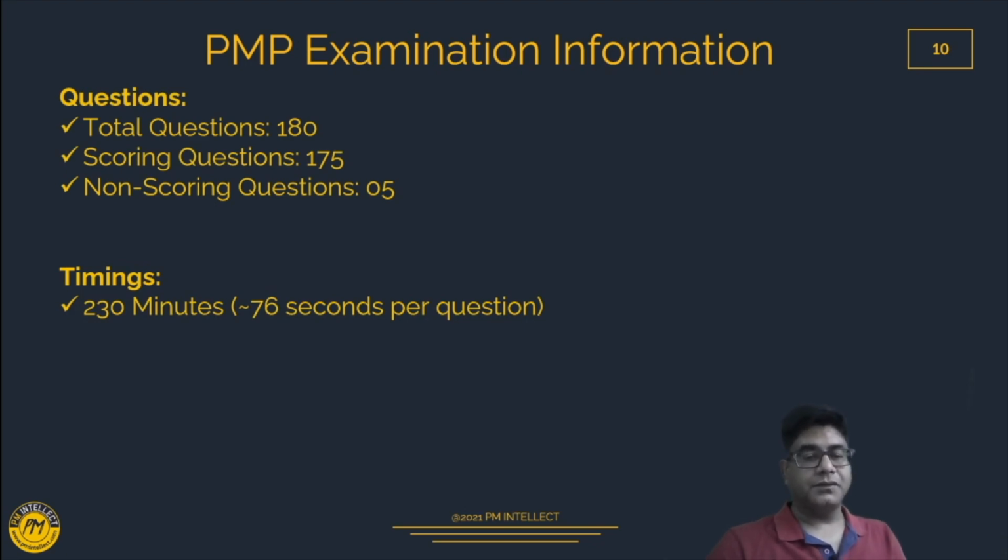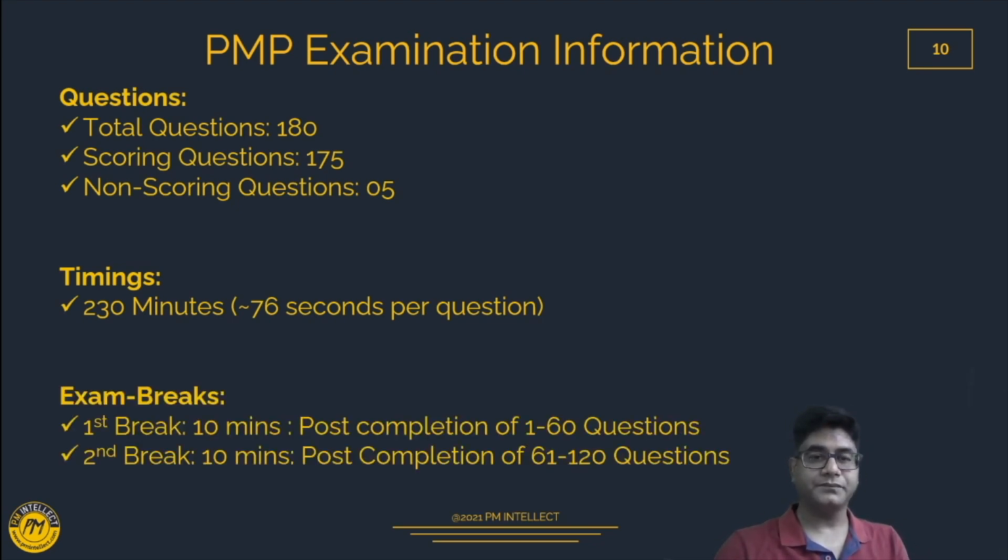Second is timing. You are going to get a total of 230 minutes, which corresponds to roughly 76 seconds per question. So the time is ticking. You need to take quick and fast decisions, and there will be some questions which you will be able to answer in 30 seconds. There might be some questions for which you need more time in order to understand. However, the average is going to be 76 seconds.